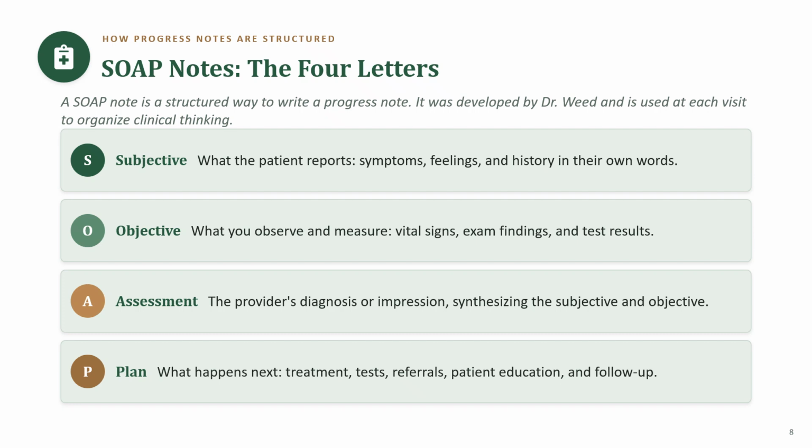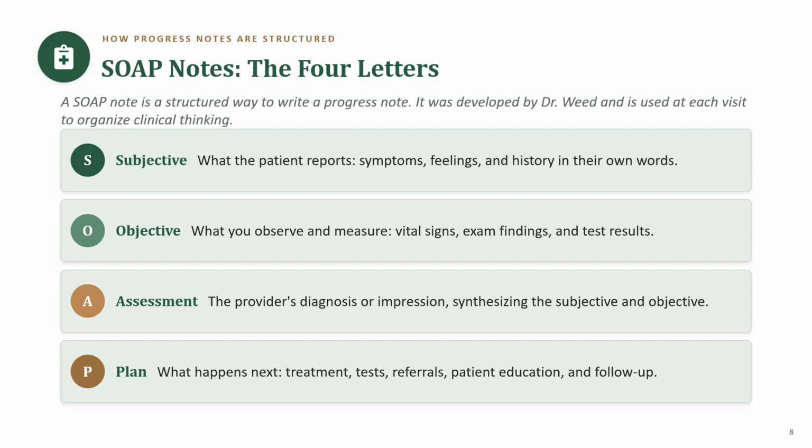SOAP note is the format you will see and write most often. A SOAP note is a structured way to write a progress note, and like the problem list, it comes from Dr. Weed. It is used at each visit to organize the provider's critical thinking into 4 parts, and the letters always go in order. S is for subjective. This is what the patient reports, their symptoms, their feelings, and their history told in their own words. If the patient says, "My stomach hurts," that goes under S.